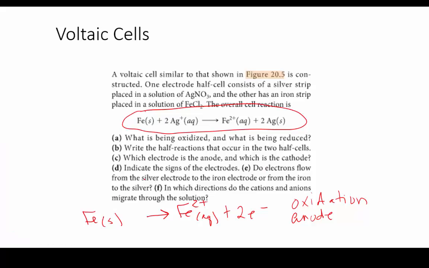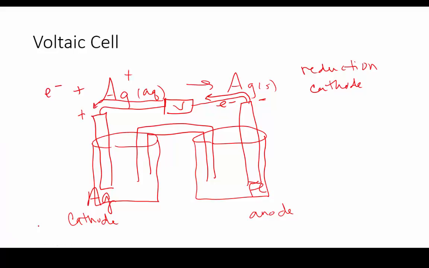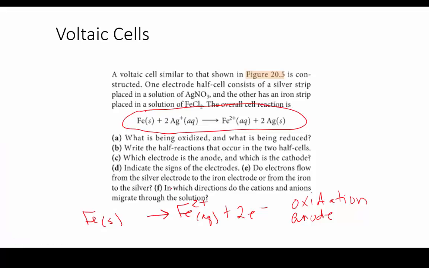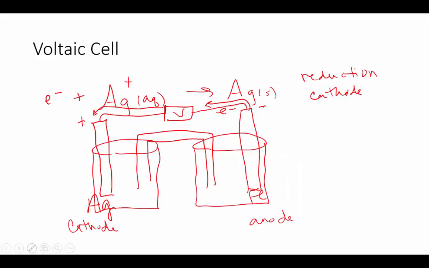Do the electrons flow from the silver electrode to the iron, or from the iron to the silver? Well, in this case, they're going from the anode to the cathode, so they're going from the iron to the silver. And then the last question is, in what directions do the cations and anions migrate through the solution? Cations are going to move toward the cathode, so they are going to form over here, and the anions are going to move toward the anode, so the anions are going to be over here.